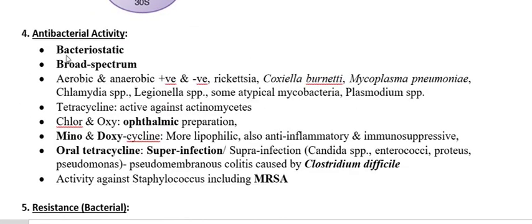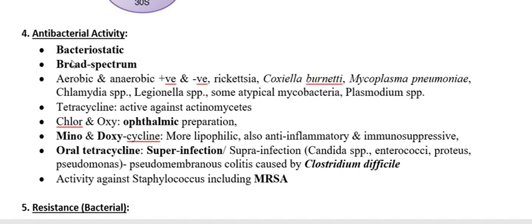Now we have to go through another subheading, that is the antibacterial activity of tetracycline as a group. So tetracycline is bacteriostatic. As I earlier mentioned, those antibiotics that restrict the protein synthesis of susceptible bacteria are usually bacteriostatic, except aminoglycosides. So this tetracycline is also a protein synthesis inhibitor and therefore bacteriostatic in nature. And this is the primary mechanism of action of the tetracycline.